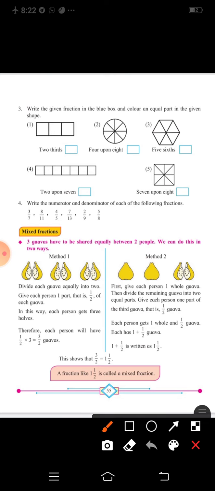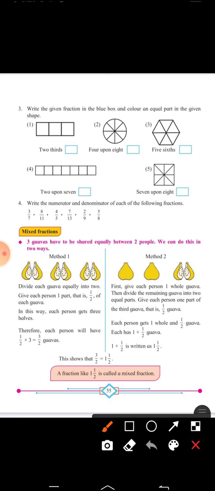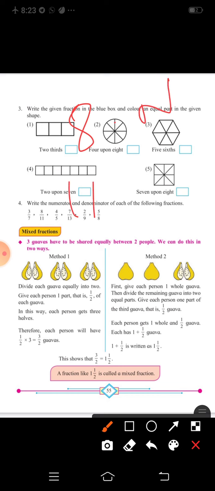Now see the fourth question. Write the numerator and denominator of each of the following fractions. Now in the last video also I have explained how to find out the numerator and denominator, correct? 3/7, the top number will be your numerator, and the bottom number will be your denominator. So 3 is numerator and 7 is denominator. Second one, 8/11. 8 will be your numerator and 11 will be your denominator. Same way 4/5. 4 will be your numerator.